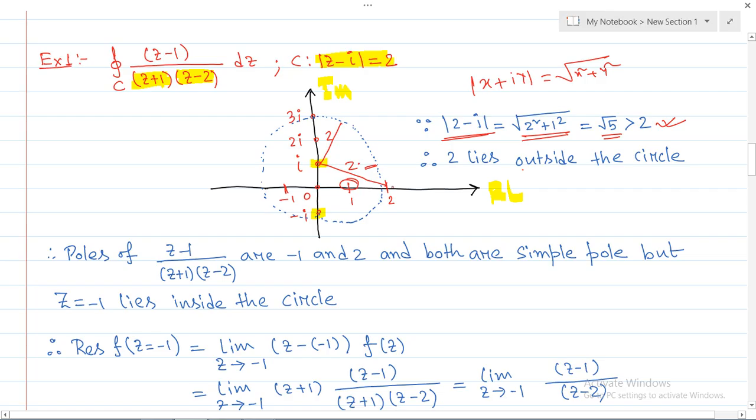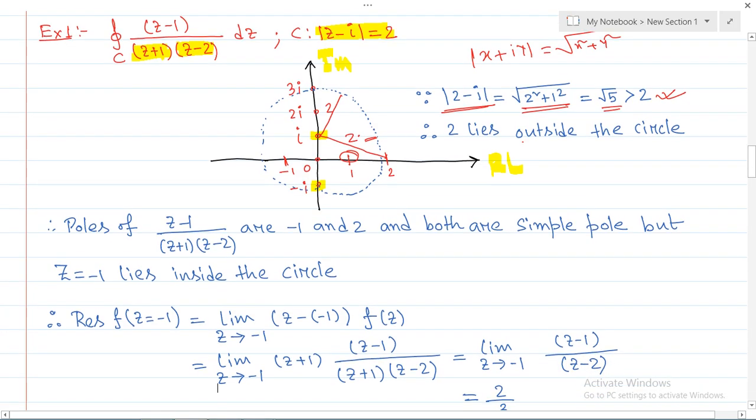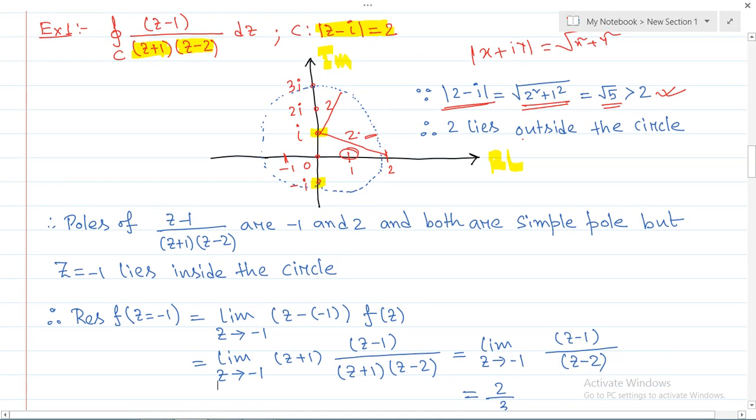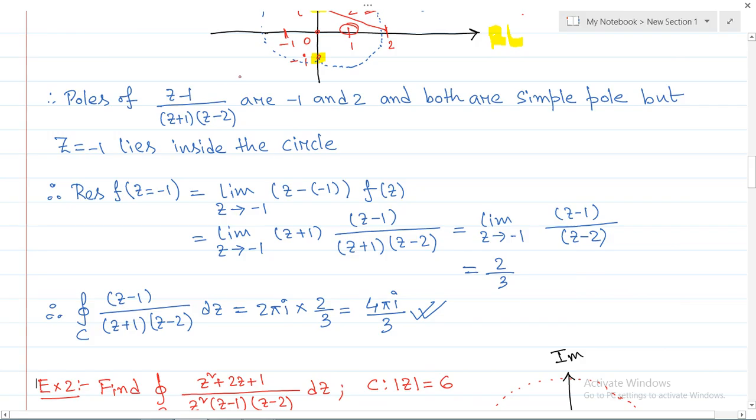So 2 will be outside of the circle. Since 2 is outside of the circle, we will not be entertained to find out the residue at the point z equal to 2. Only at z equal to minus 1 we are going to calculate the residue. Since z equal to minus 1 is the simple pole of this function, the residue can be calculated using formula number 1 of the residues at simple pole.